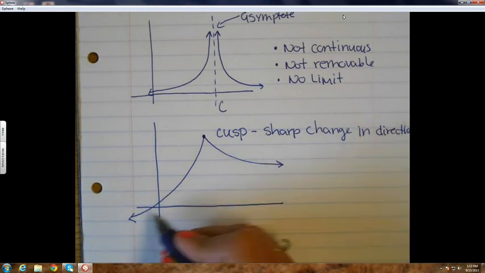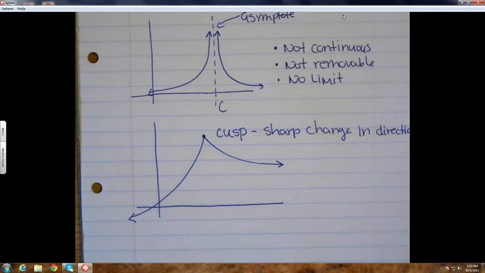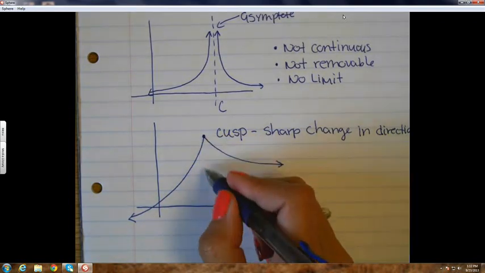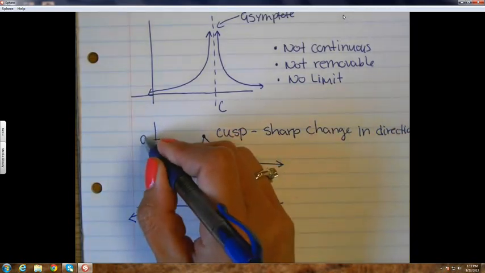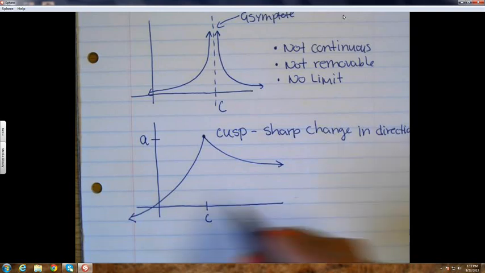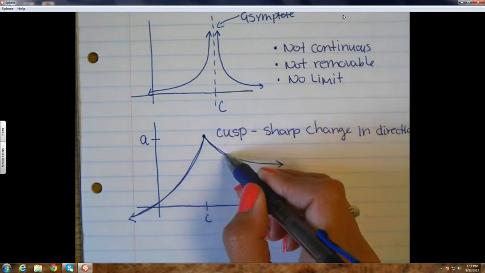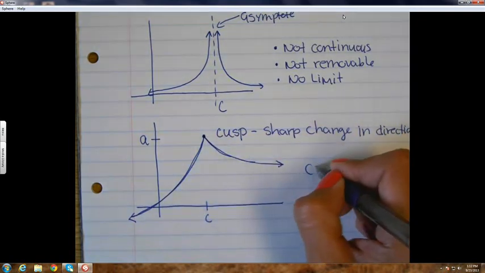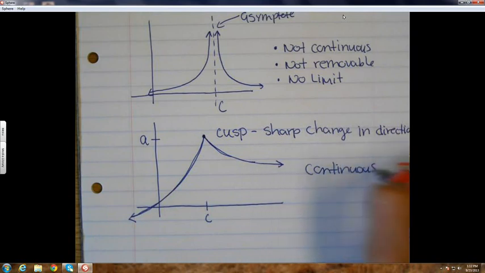You can see we were going up, up, up, up, up, hit a point, come right back down. So it's a sharp change, up to down, real quick. Okay, and we're going to put our C value right at that cusp, and our Y value right at the cusp. So is this continuous? Let's see, can I draw through C without picking up my pencil? Absolutely, this is continuous, finally one. And we don't have to talk about removing a discontinuity because there's not one there.